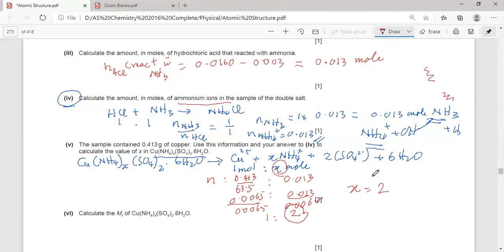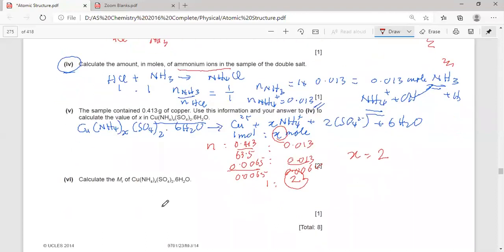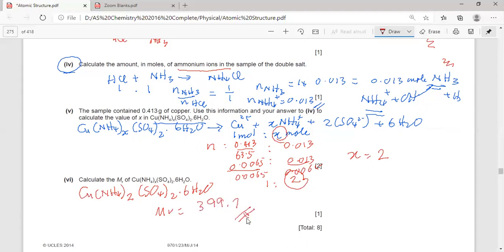From here you can calculate the Mr. I'm not going to do it for you, it's very simple. So the formula is Cu(NH4)2(SO4)2. Calculate the Mr, can you do that? The answer is actually 399.7. Correct. Now, 2 questions done.